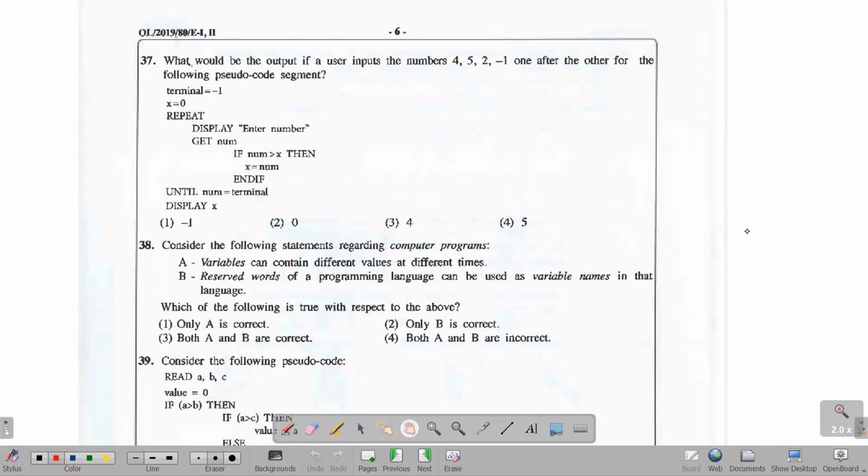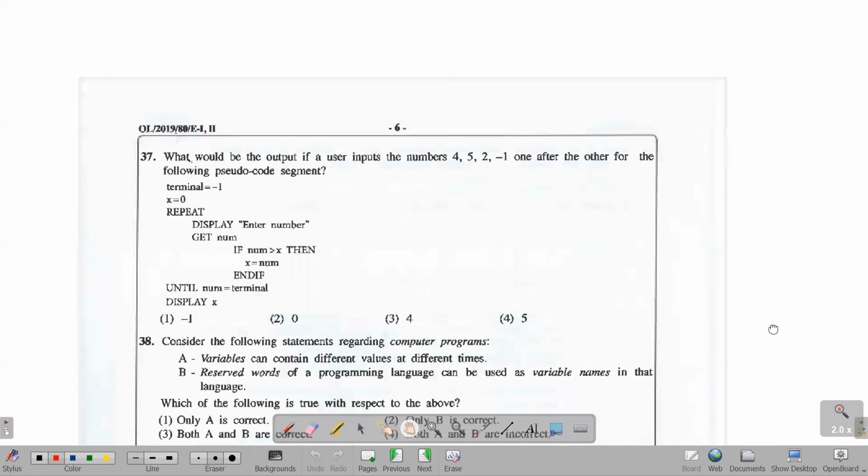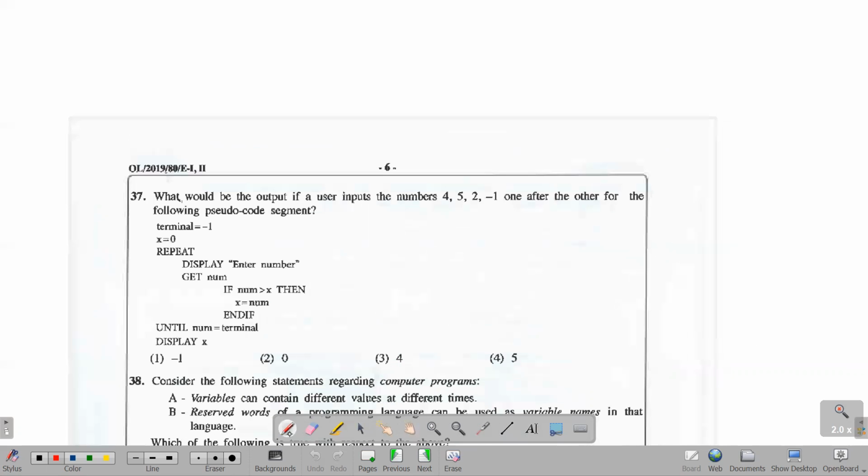Okay, 37th. What would be the output if the user inputs the numbers 5, 4, 2 and -1 one after the other, in the following pseudocode segment? Okay, another hand tracing part. Let's do it. So it has a variable called terminal. So terminal, I'll take it as -1. And there is a variable called x. It is equal to 0. So this is okay.